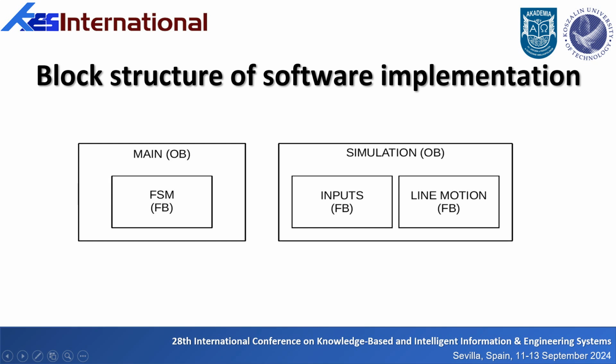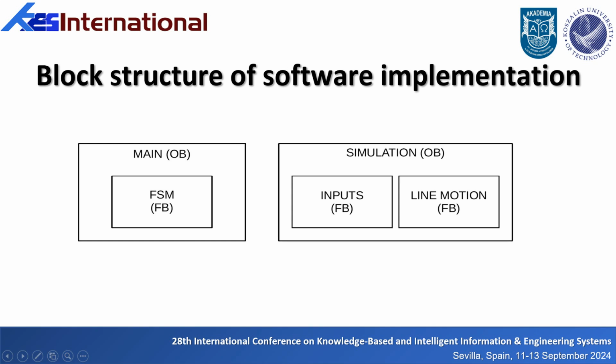For such a specific problem, it was decided to prepare a framework of a software solution that would allow the trainees to observe the visual effect of their actions. The proposed solution is based on the use of two OB class blocks, called automatically by the controller operating system. The first block, called main, contains only a call to the FSM program block responsible for implementing the control algorithm, and the trainees should only focus on it.